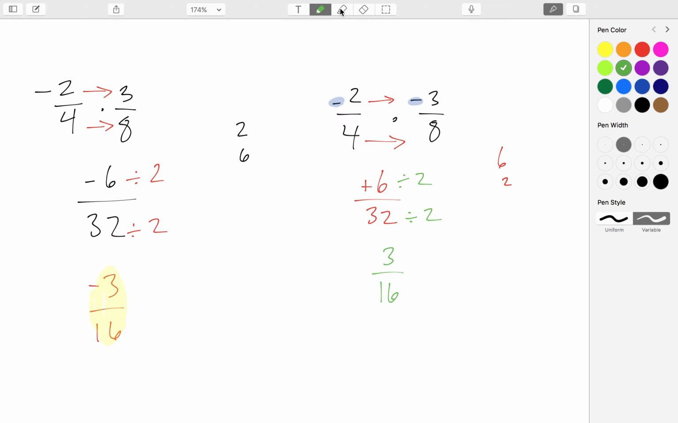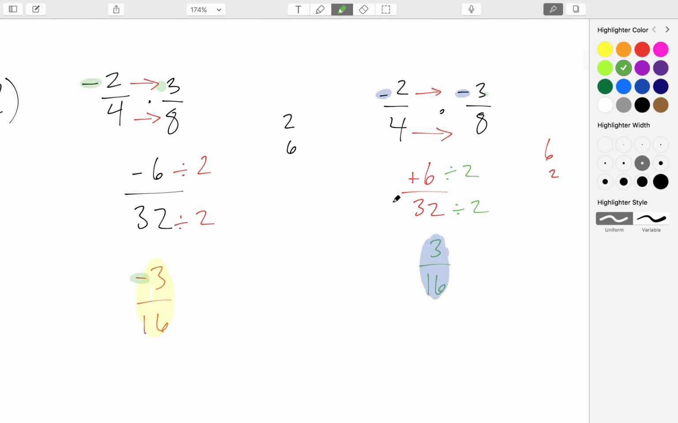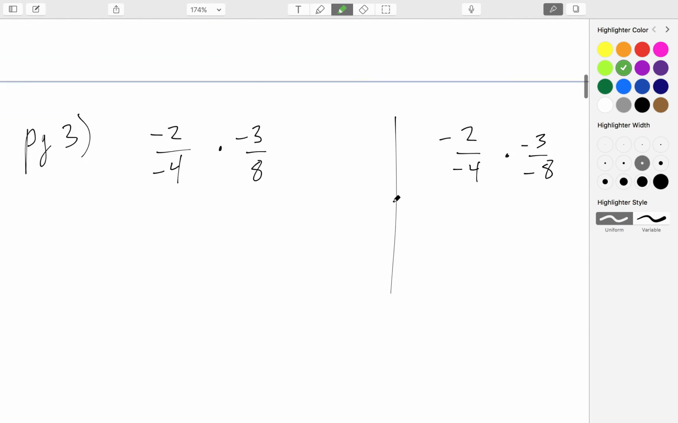So we have two answers that are similar. We have 3 over 16 on this one, and we have negative 3 over 16 on that one. So the difference is in the sign. So you have to make sure that when you're multiplying across, you pay attention to the sign. Here we only had a negative and a positive, which is why we got a negative. Here we had a negative times negative, which is why we got a positive. Pause the video if you need a copy. Let's go on to page 3.